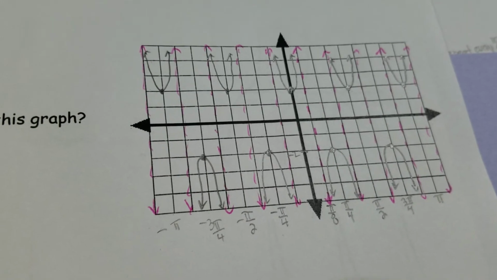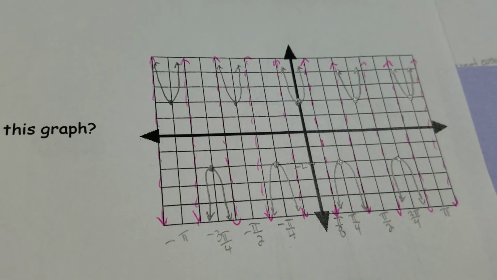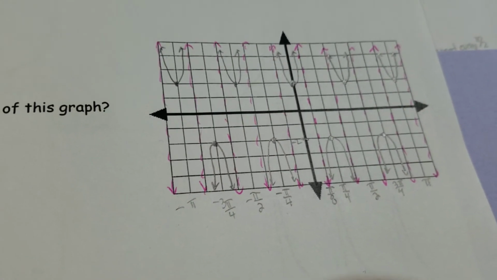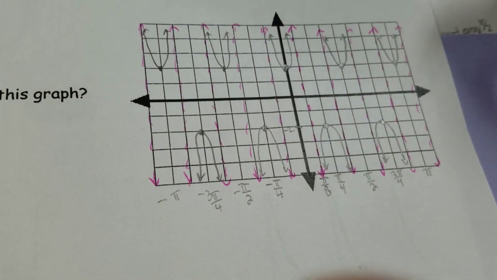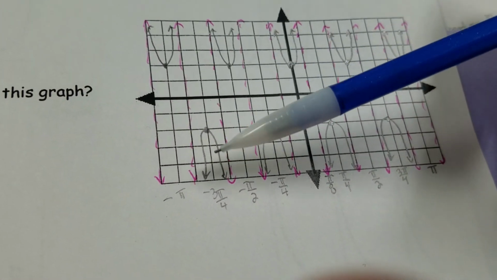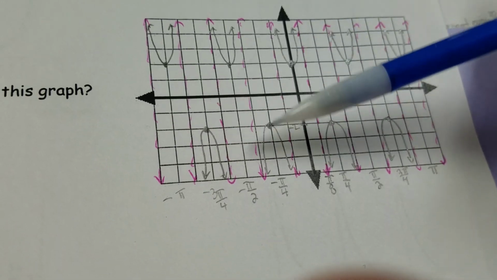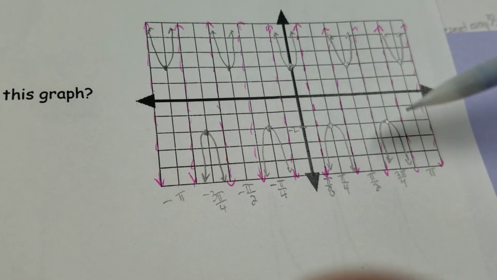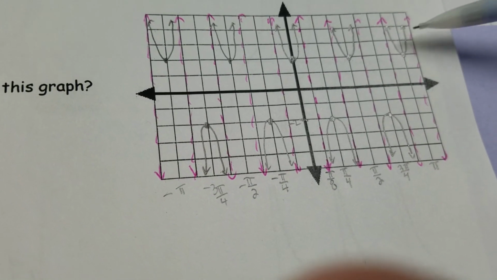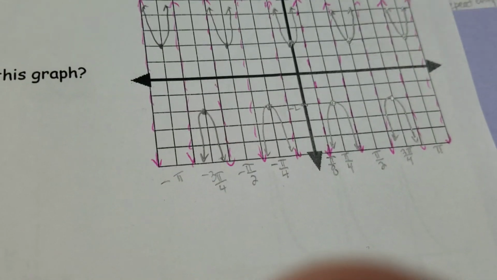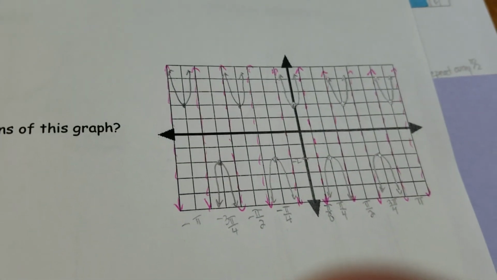I want you to think about how many periods we actually graphed here. What do you think? Do you know? So remember, one period consists of one upward and one downward. So this would be 1 period, 2 period, 3, 4, and then we have an upward, but we don't have the downward. So it would be 4.5.